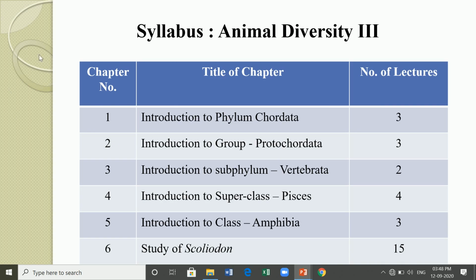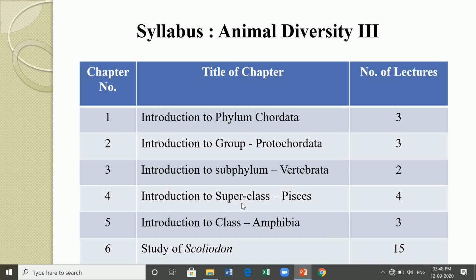Now there are a total of 6 chapters. First chapter is introduction to the phylum Chordata, which has the weightage of 3 lectures. Second chapter is introduction to the group Protochordata. There are 3 lectures allotted to this topic. Then third chapter is introduction to the subphylum Vertebrata. There are 2 lectures allotted to this chapter also.